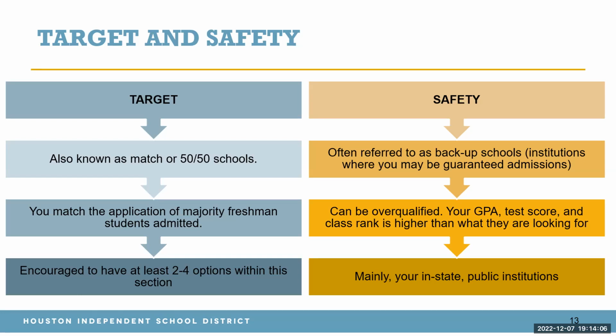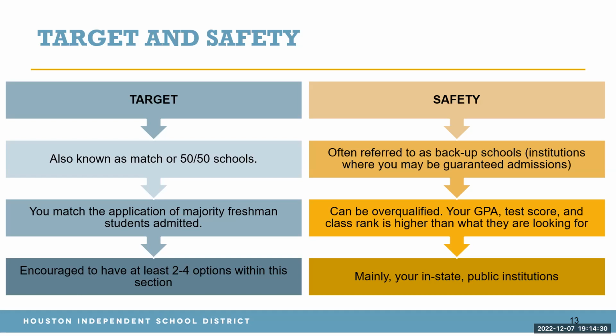It just means that your GPA and your test score is exceeding what the university is looking for. And then again, as I said, these are mainly going to be your in-state public institutions. So like Texas State, UH is starting not to be so much of a safety school, it's starting to be more of a target just because their requirements are kind of going up. But these are going to be like UTSA, institutions like that, HCC.